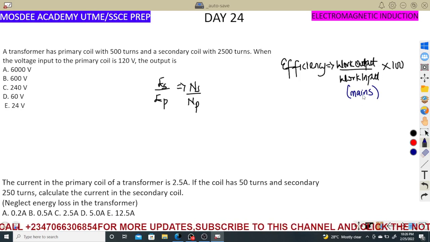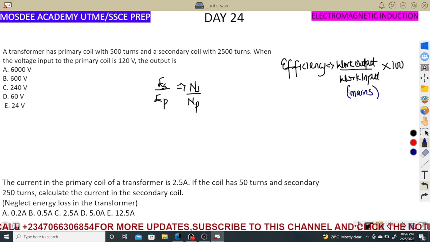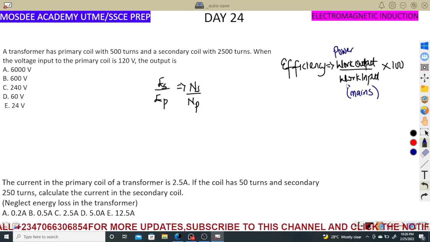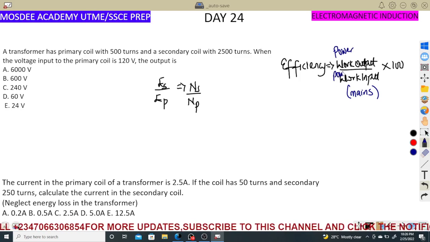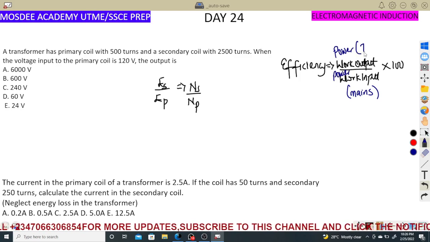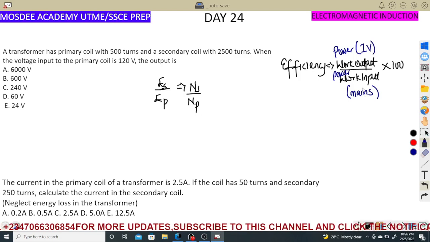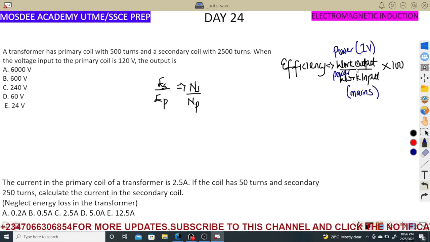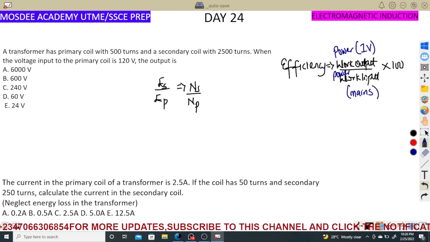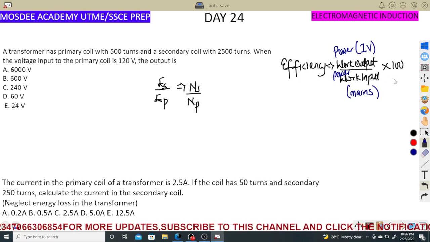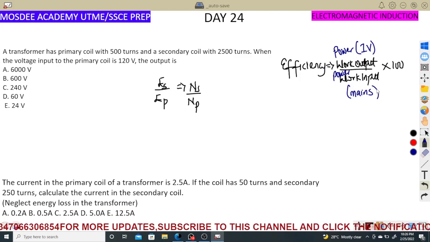Primary means mains. Power is current times voltage. We are using power output over power input. Power is what? Current times voltage. So please, mains is the primary, input is primary. Secondary is the work that is done when the transformer is releasing alternating current to various homes or various houses. I hope you are following.